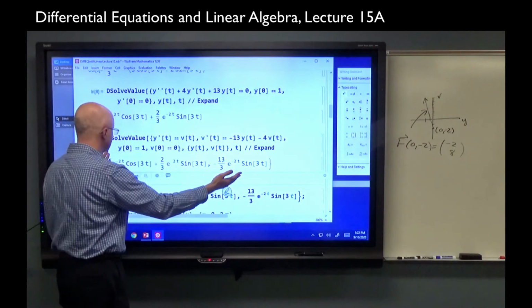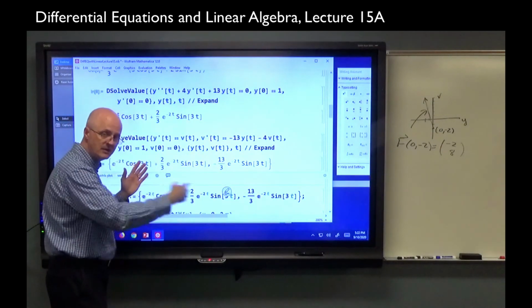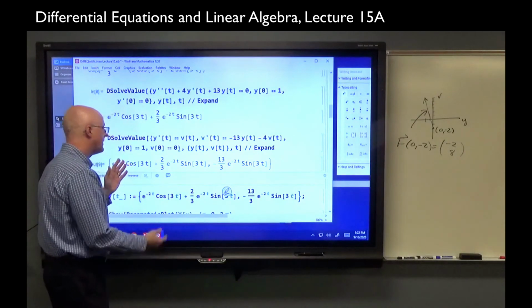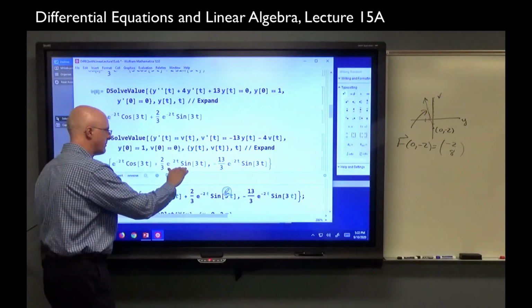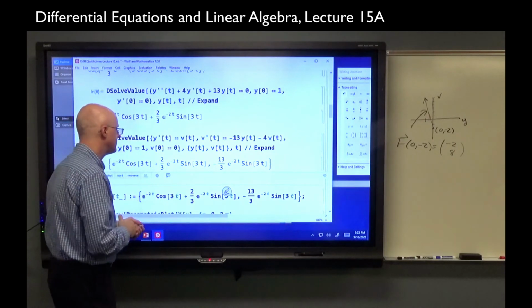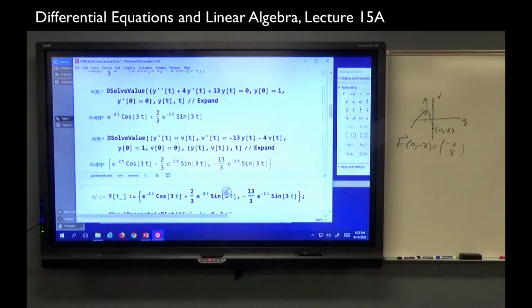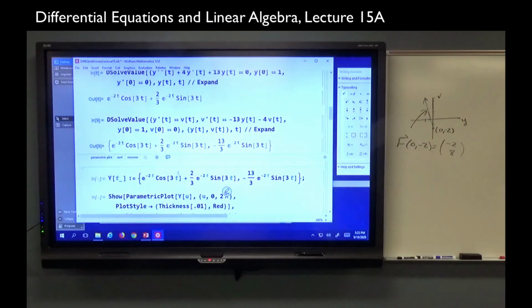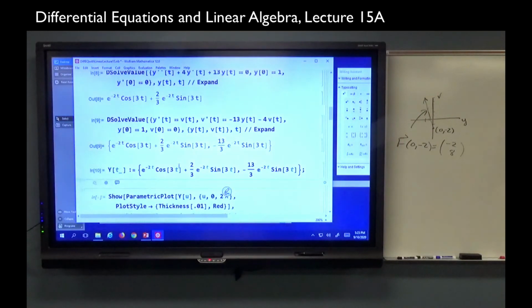Inside curly braces, technically speaking, such a thing is called a list in Mathematica. But we can think of it as a vector, with the first component here and the second component there, or a point. Doesn't matter. You can think of it either way. I can now define capital Y of t to be that function of t, and it is a parametric curve.